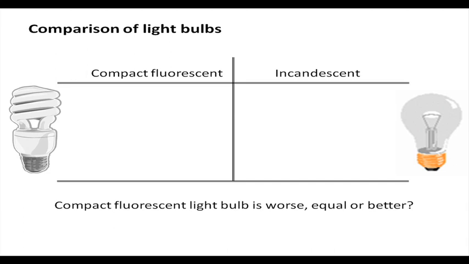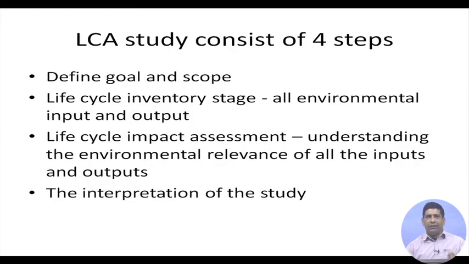But in terms of the comparison, how we do the comparison and how the LCA exercise is done, let's look at that step by step. Now again, what does the LCA study consist of? It consists of 4 steps. We have to first define the goal and scope. Here, what is the goal and scope? The goal and scope of this is to compare these 2 different types of bulb, CFL versus incandescent.